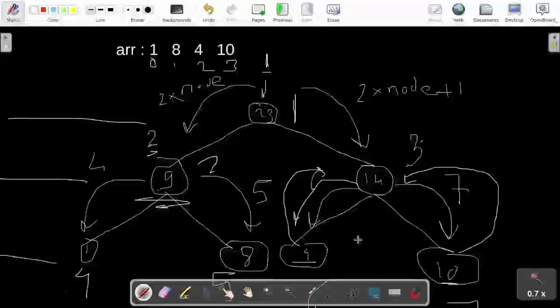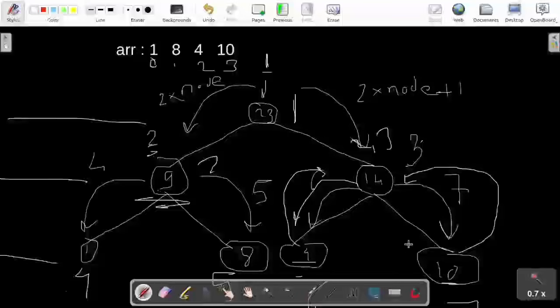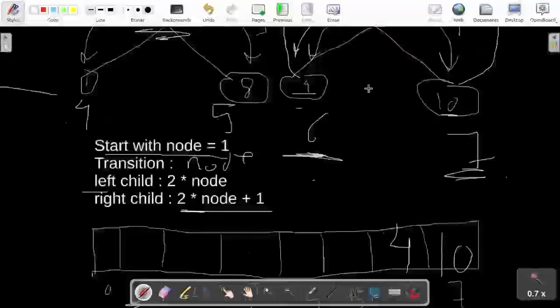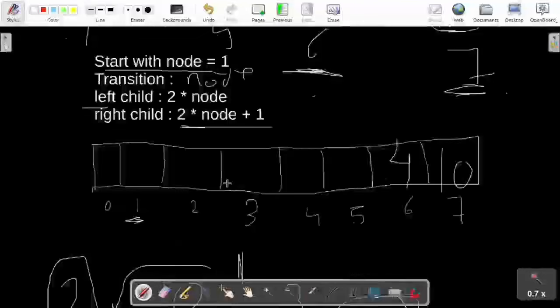Now my recursive call will come back. As of now we have the answer in our left and right child. We have to combine them to find the answer for our current range. Here this node is denoting the range 2 to 3, so it will just combine the answer from 2 times node, that is the left child, and 2 times node plus 1, that is the right child. 4 plus 10 is 14. And what is the index of this node? For this it was 1, and this is a right child, since 2 times 1 plus 1 is 3, so here we will simply store 14.